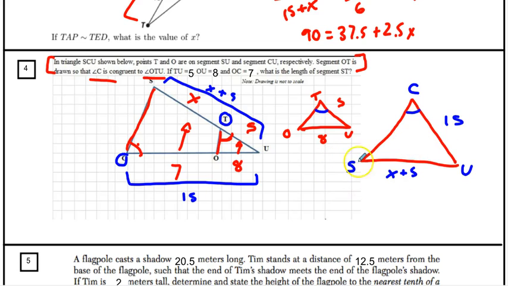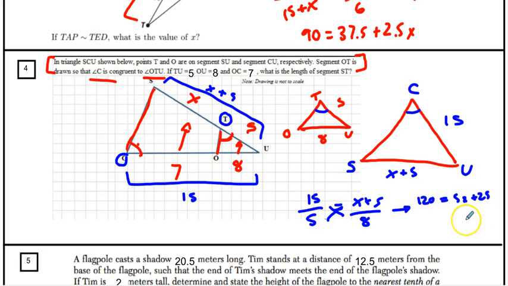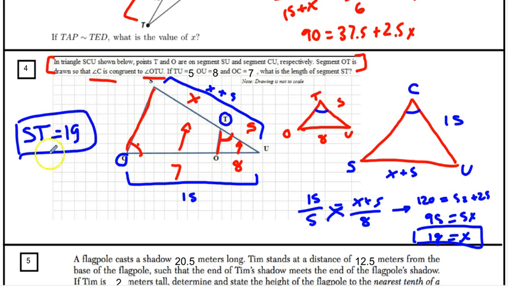So what we're going to do is set up our ratios. 15 is to 5, as x plus 5 is to 8. We cross multiply these guys, and what we should get is 8 times 15 is 120, is equal to 5x plus 25. If you solve this correctly, well, I'll just do it. 95 is equal to 5x, divided by 5, and you get x is equal to 19. So to answer this completely, we would say ST equals 19.